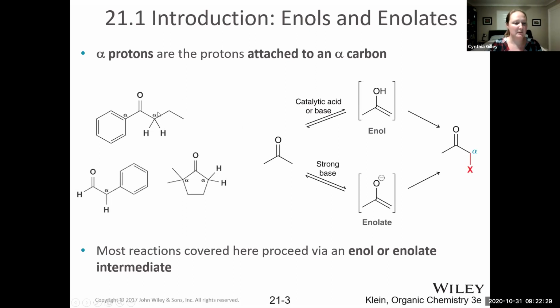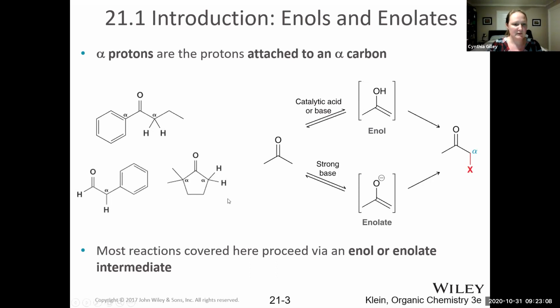I want you to recall that I said that there were two alpha carbons on the ketone in the previous slide. And so oftentimes there will be two alpha carbons, particularly with a ketone, but they won't necessarily have hydrogens, right? For example, if we take a look at this ketone, the alpha carbon on the right has two hydrogens, but the alpha carbon on the left does not have any hydrogens. You cannot form an enol or an enolate from an alpha carbon without any protons attached to it. And the reason will be evident when we start looking at the mechanism to form an enol or an enolate.